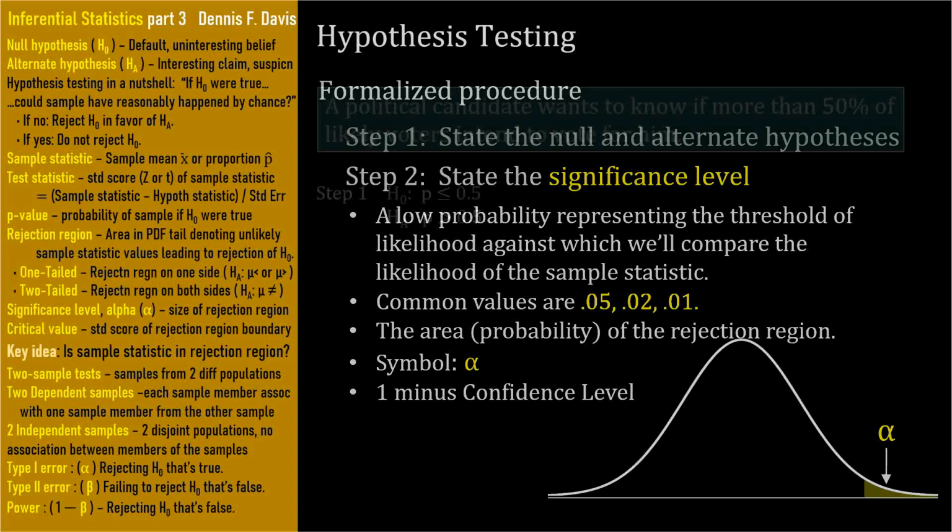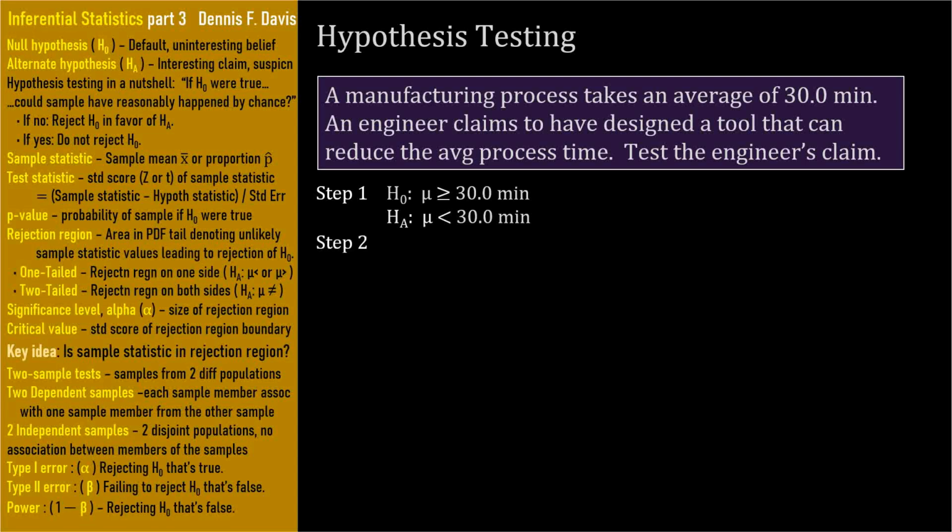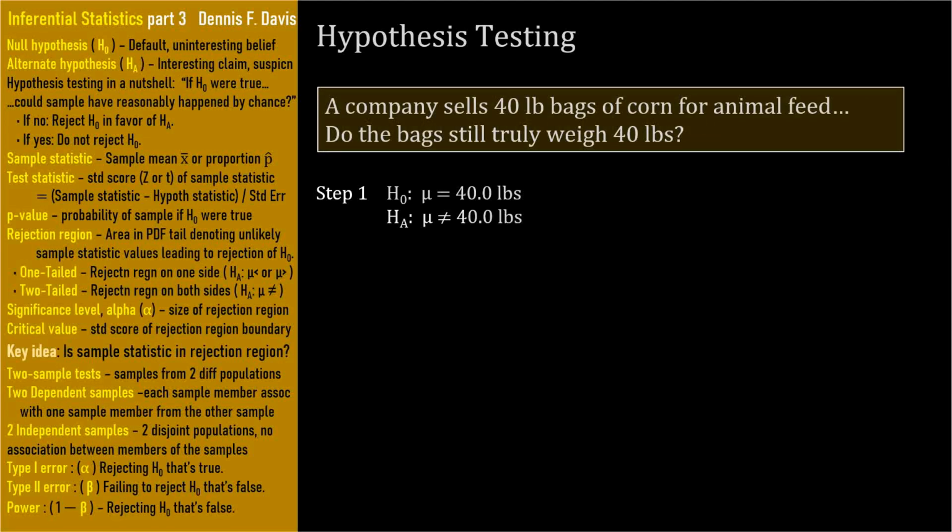For our 3 sample problems, I'll just choose the alpha levels. 0.02 for the politician, we already stated the hypotheses in step 1. 0.01 for the manufacturing process, and 0.05 for the feed bags.